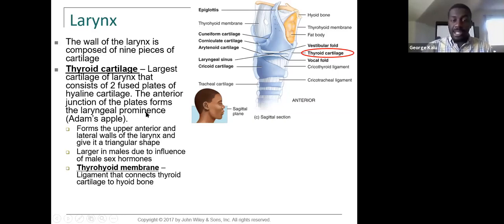This is going to make up the anterior and superior portion of the larynx and give it more of a triangular shape up at the top. In males, the thyroid cartilage tends to be larger just because of the presence of male sex hormones, I should say. The thyroid cartilage gets held in place by a membrane called the thyrohyoid membrane. The thyrohyoid membrane connects the thyroid cartilage to the hyoid bone, which is a bone that floats up in your upper throat.